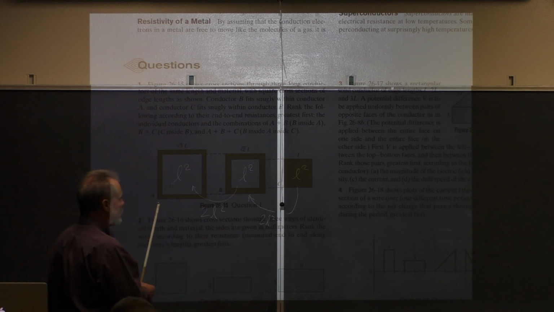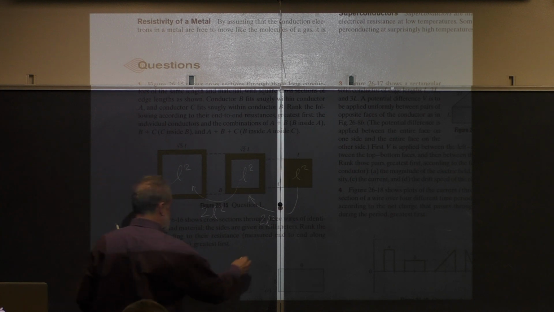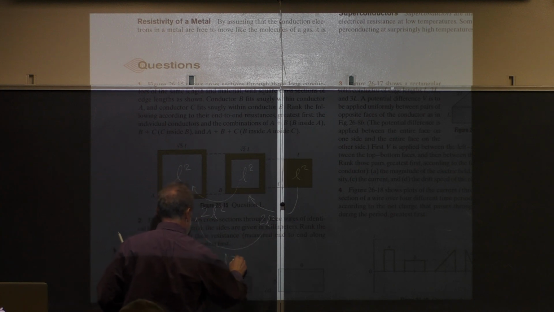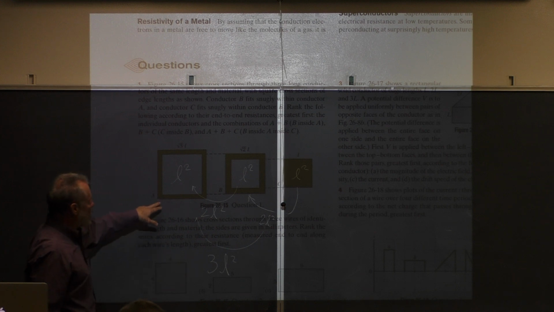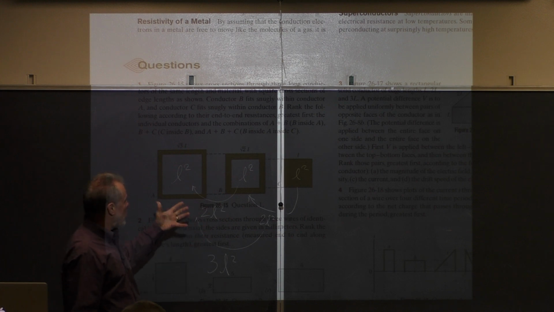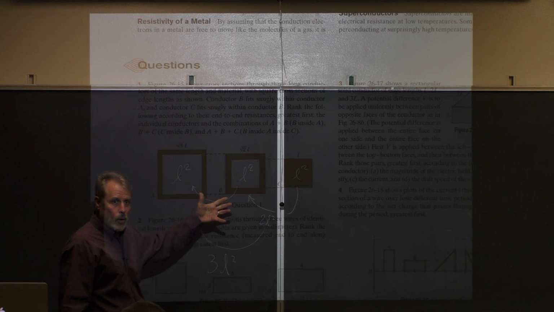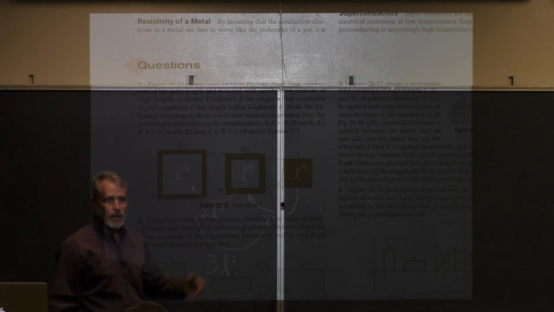Now, when we have everything together, the final area will be simply 3L squared, right? If we put this guy in here, that area will be 3L squared. So the lowest resistance is the combination ABC, followed by AB and BC, followed by A and B and C separately. Okay? Are we good?